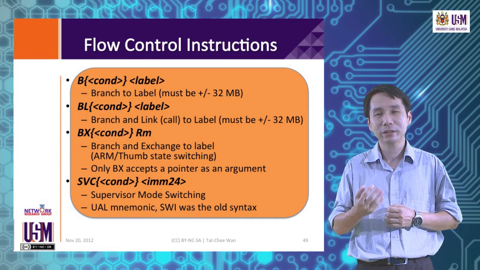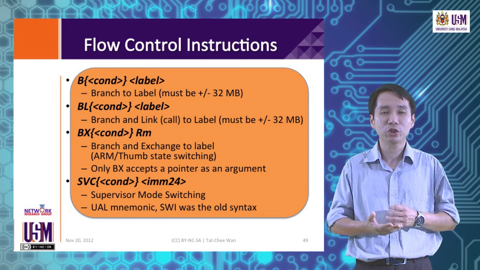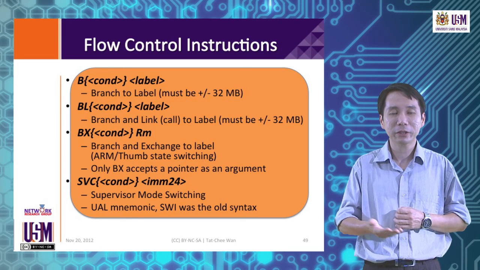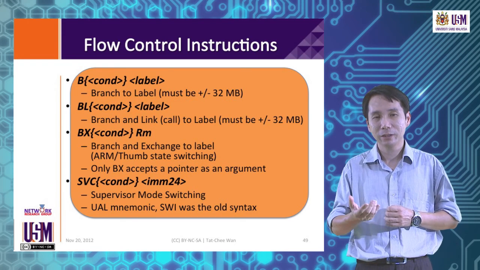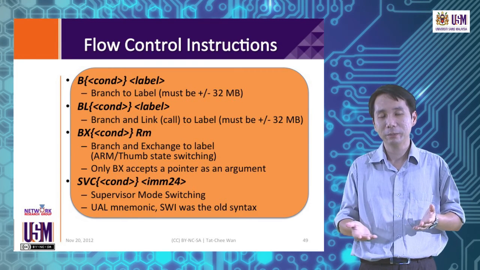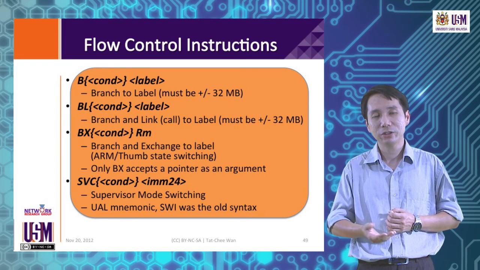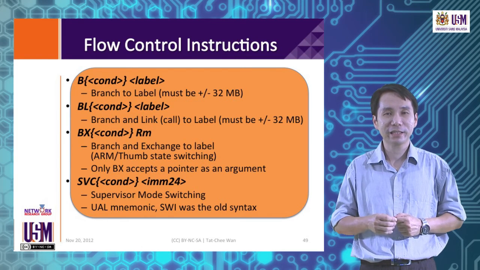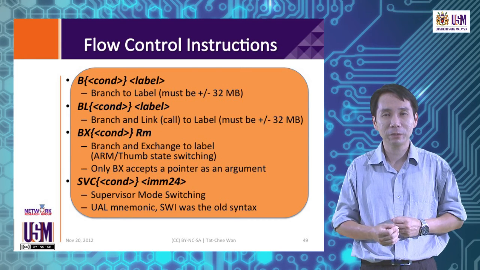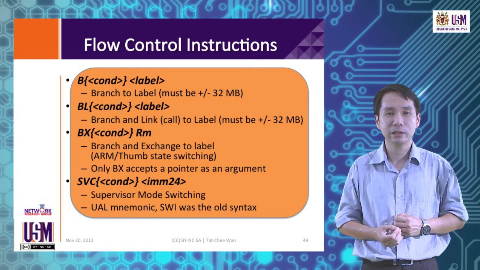We make use of all these conditional execution statements for flow control. So examples of flow control instructions are the branch, or B, instruction. Typically, we use it with a conditional execution suffix to allow us to take a branch depending on the value of certain inputs. A branch and link instruction is used to call a subroutine. The branch and exchange instruction is a special instruction to switch between ARM and Thumb states of execution. We will cover this in greater detail when we study the Thumb state later.